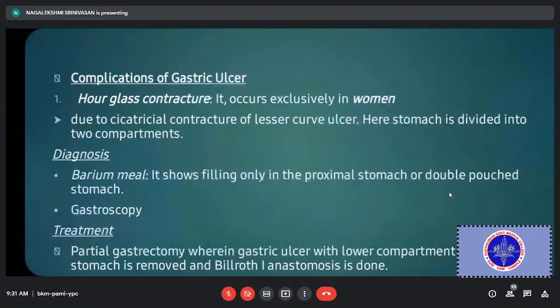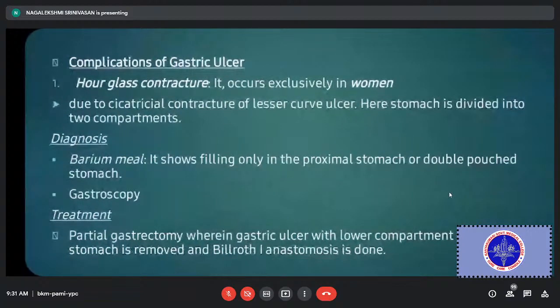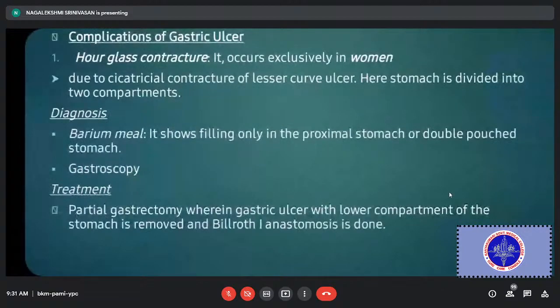So what are the complications of gastric ulcer? Already we discussed hourglass contracture and teapot deformity that can occur. Hourglass contracture will be seen exclusively in women, and due to cicatricial contraction of the lesser curvature, the stomach will be divided into two compartments. A barium meal makes the diagnosis easier, and here it shows filling only in the proximal stomach, or a double pouched stomach can be seen.